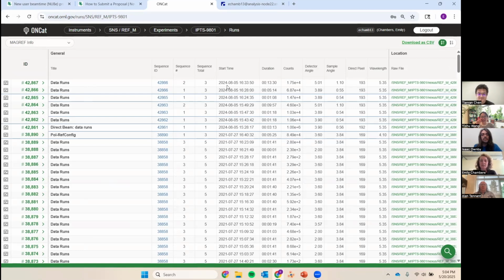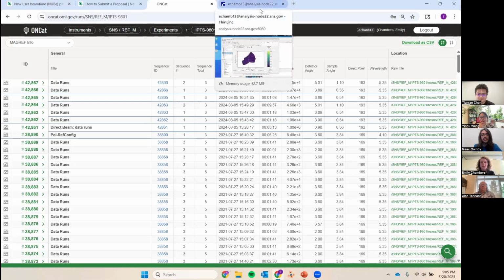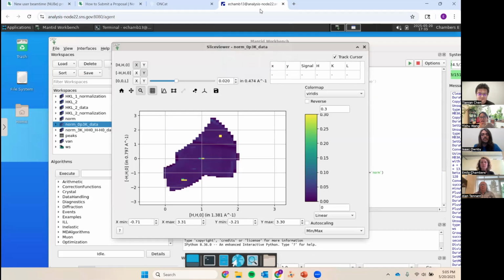And you can see that there's a start time and date for when the scan was conducted, and you have other information about the scan as well, such as the detector angle, sample angle. You'll often find the temperature of the sample and things of that nature through ONCAT. And once you have the scan information, then when you have reduced your data, you'll move over to one of the tools that are specific to the beamline that you're using.